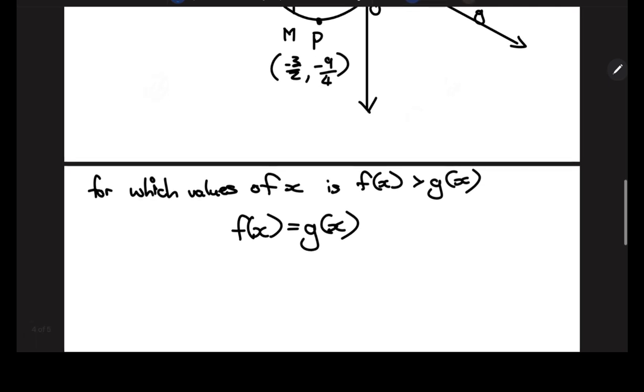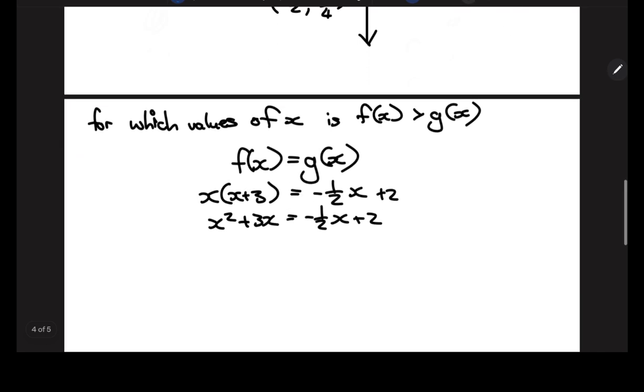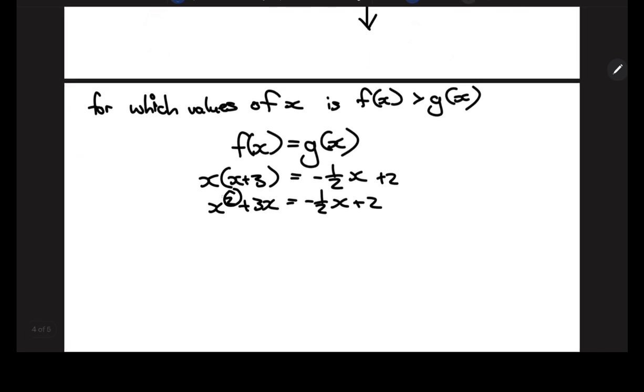Now what is f of x? Yeah, it was x squared plus 3x, and g of x was negative half x plus 2. So let's simplify this and get rid of the brackets. I can see a square, to the power of 2, so I know one side must be 0. Plus 3x, I'm just going to bring my half across, so it becomes positive half of x equal to negative 2.